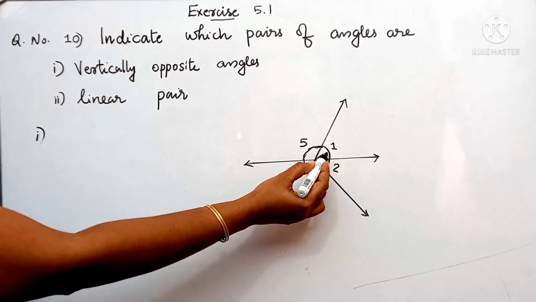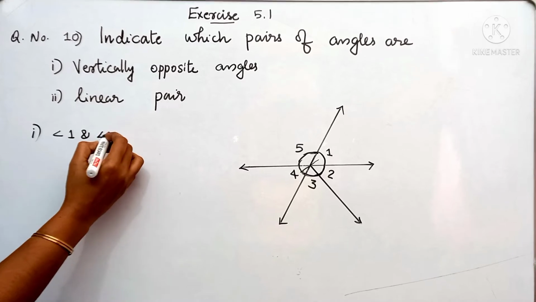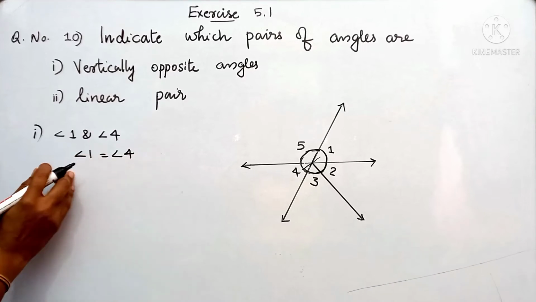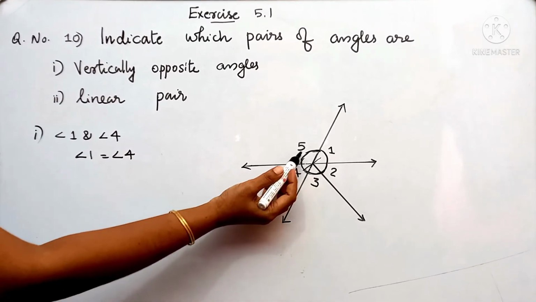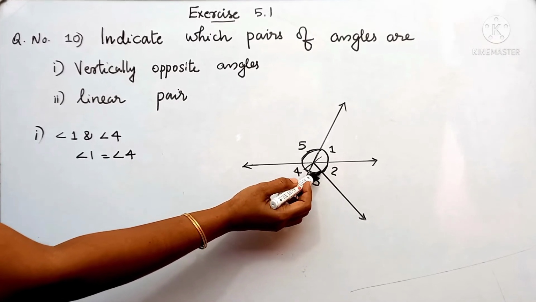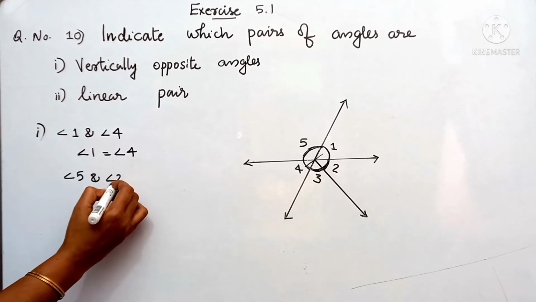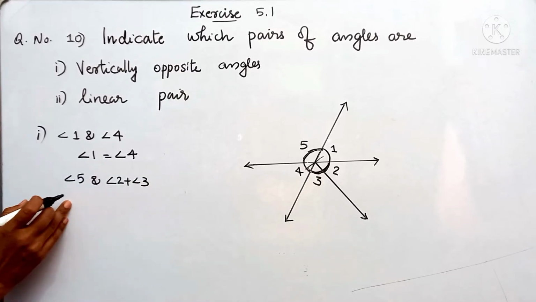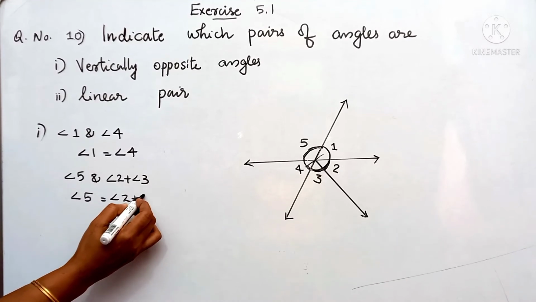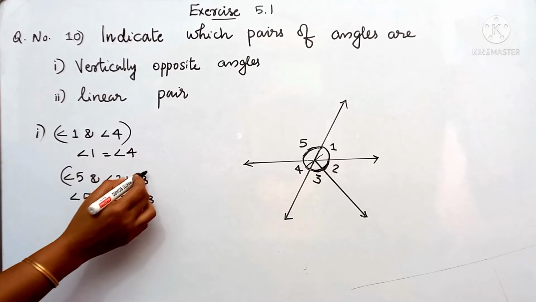We can see angle 1 and angle 4 are vertically opposite angles, and we can write angle 1 is equal to angle 4 because they are vertically opposite angles. And we can see this 5 is here, and opposite to this 5 are these 2 and 3 together. So angle 5 and angle 2 plus angle 3 are vertically opposite angles. So we can write angle 5 is equal to angle 2 plus angle 3. These are the pairs of vertically opposite angles.